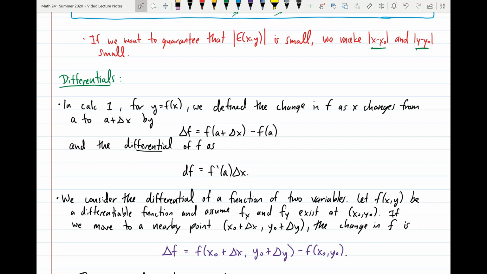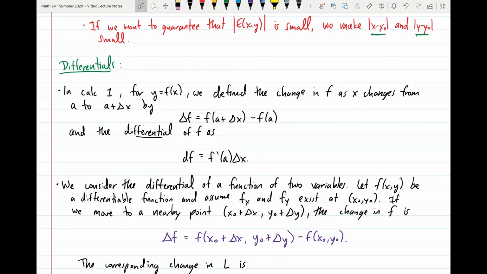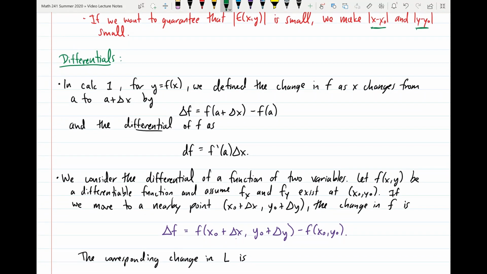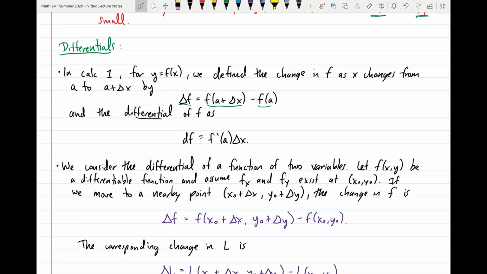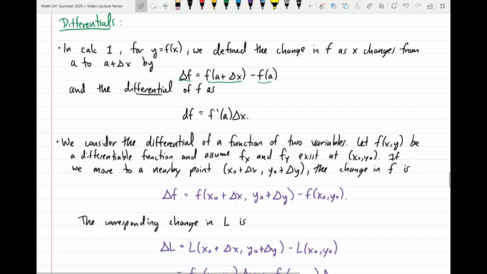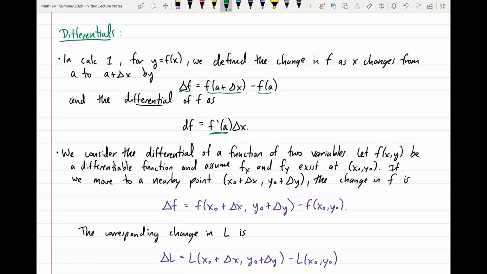So in Calc 1, if we have some curve y equals f of x in the plane, we defined the change in f as x changes from a to a plus delta x as follows. So we have the change in f is equal to f of a plus the change in x minus f of a. And we define the differential of f as df is equal to f prime of a times the change in x. And so the idea here is that the differential is going to approximate the change in f by using the tangent line at our point a, and this change in f that we give up here is going to be the exact change in f.